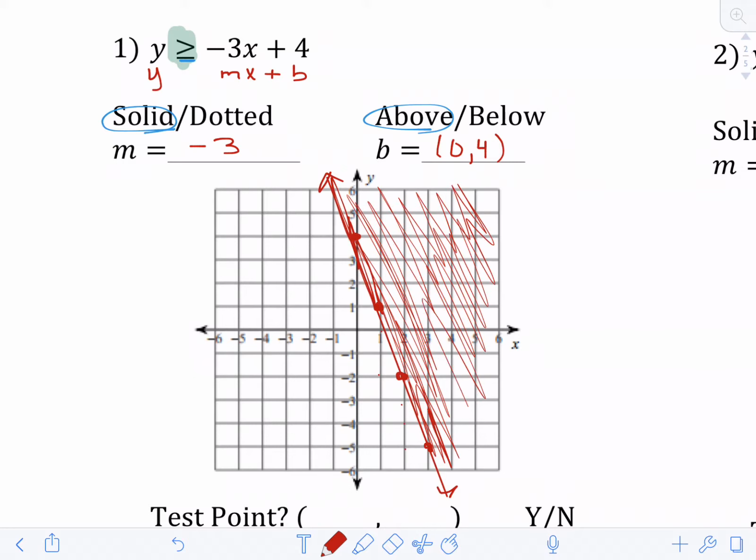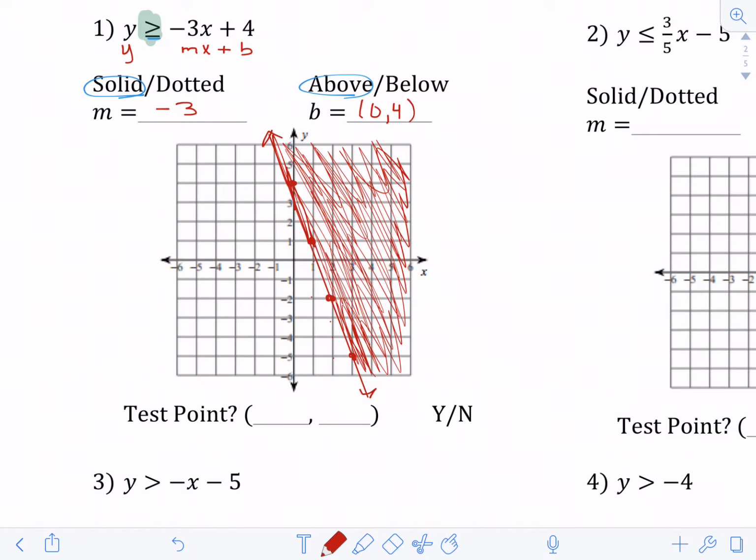What this means is anything that is in this shaded region will be a solution to this problem. What that also means is that since this is a solid line, any point on that line will also be a solution. So let's just pick a point. Let's do this point right here, (3, 1). (3, 1) is in the shaded region, so yes, that is a solution to this problem. And that's it. That's all you have to do.